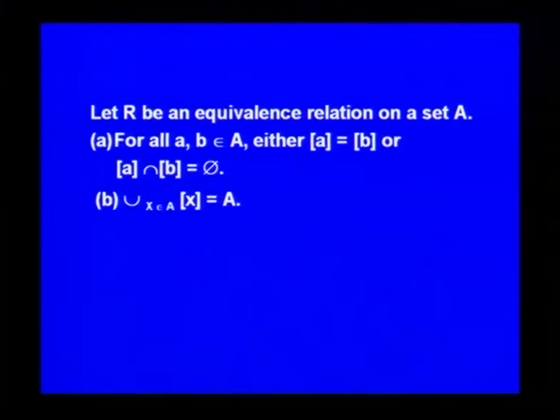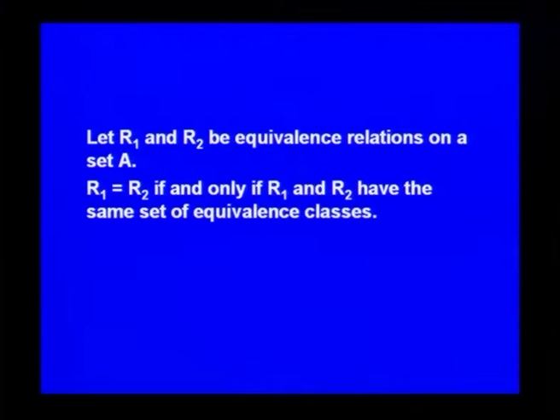That is what we learnt in this theorem. Let R be an equivalence relation on a set A, then for all a, b belonging to A, either the equivalence class of a is the same as the equivalence class of b, or the equivalence class of a and the equivalence class of b are disjoint. That is, the intersection of the two classes is phi. And the union of all such equivalence classes makes the whole set A, that is given by the second part. From this we immediately get this result. Let R1 and R2 be equivalence relations on a set A, then R1 is equal to R2 if and only if R1 and R2 have the same set of equivalence classes.